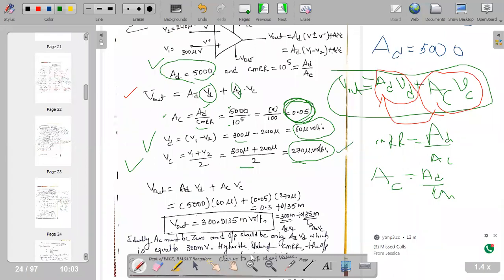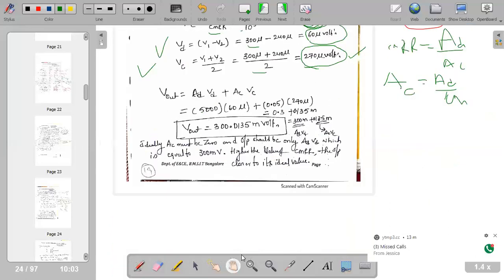So when you substitute these values, just observe here what you will get. Your V out is equal to AD VD plus AC VC. So you can write it is 5000 into 60 microvolt, and AC value is how much? We got it is 0.05, 0.05 into 270. You can observe here the result from this.